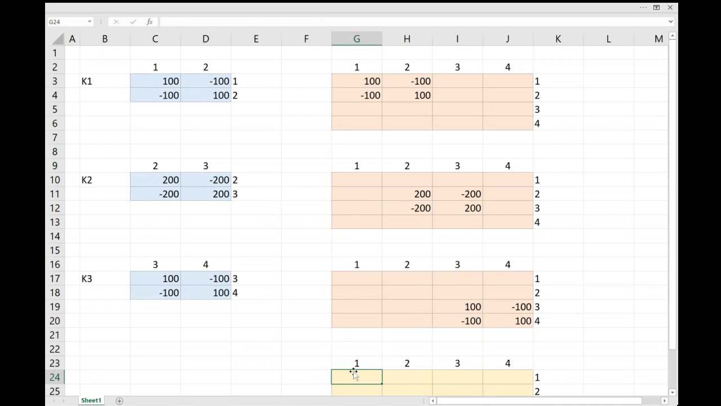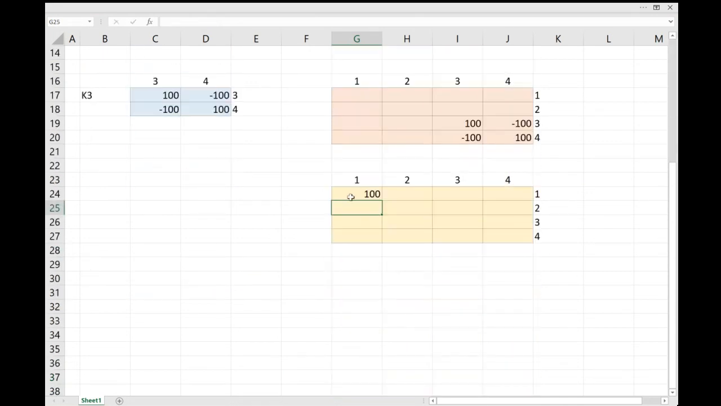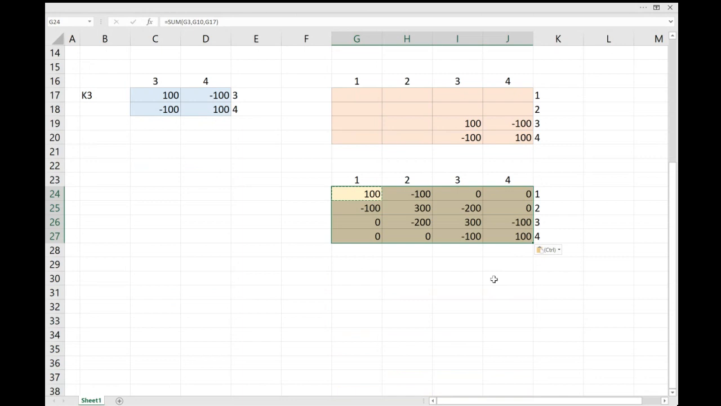And then what I'll do is, in order to assemble them, because I've placed them where they go, I'll just, one for one, cell by cell, sum up all the associated cells, even if they're empty, because I'll copy and paste this formula across the board. And bam, there's your assembled stiffness matrix. Because I placed them where they go inside the full-blown matrix, there you go.